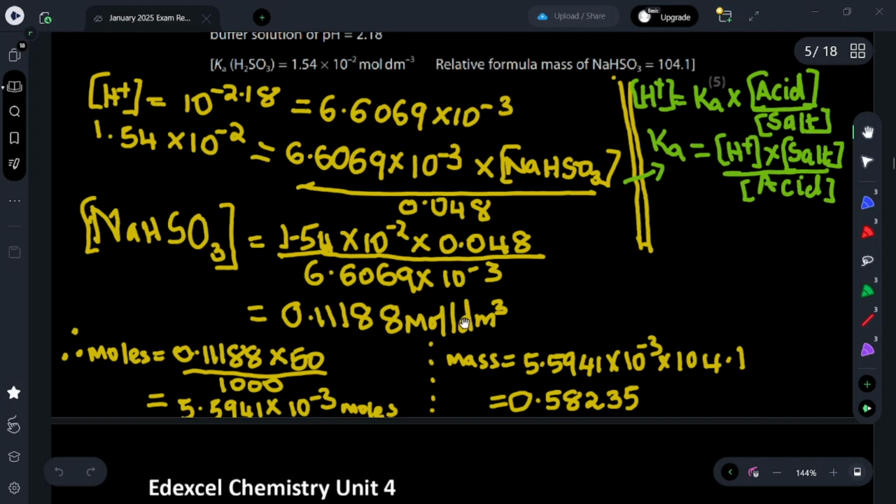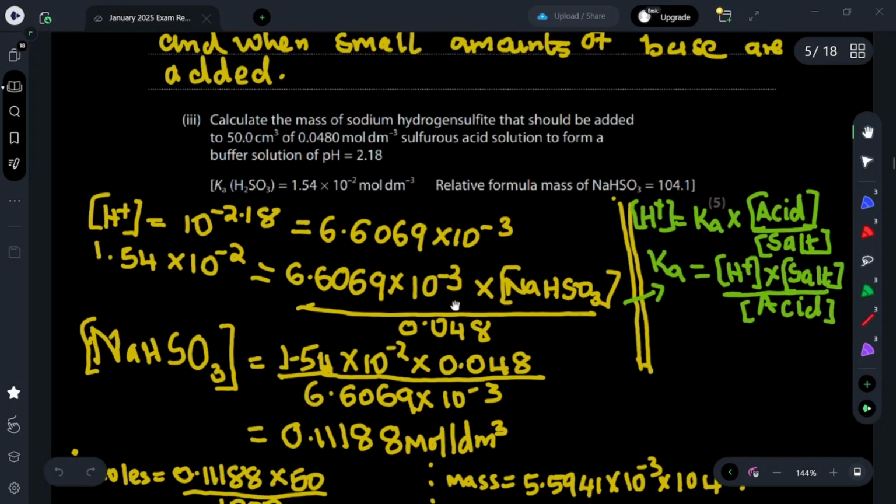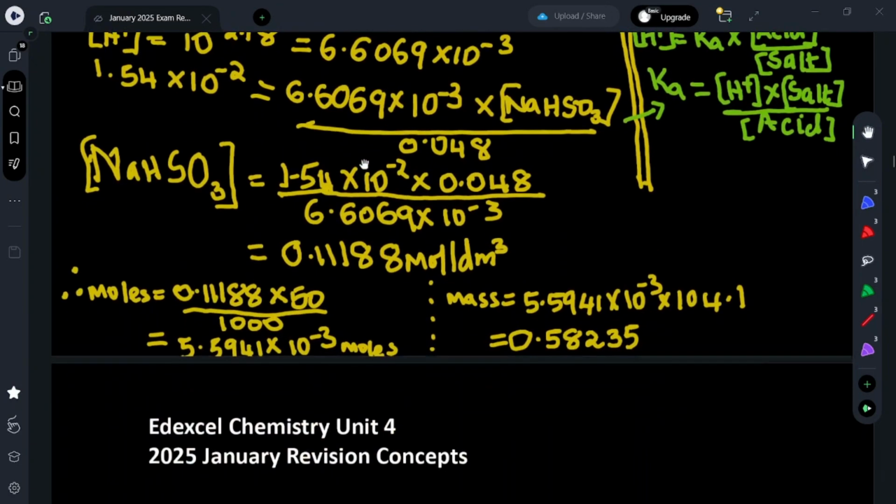Right. After getting the concentration of the salt, what was the question? Let's come back to the question here. Remind ourselves: calculate the mass of sodium hydrogen sulfate that should be added to 50 cm³ of 0.0480 mol per dm³ sulfurous acid solution to form this buffer. So our interest is not the concentration but the mass. So what do we do next?